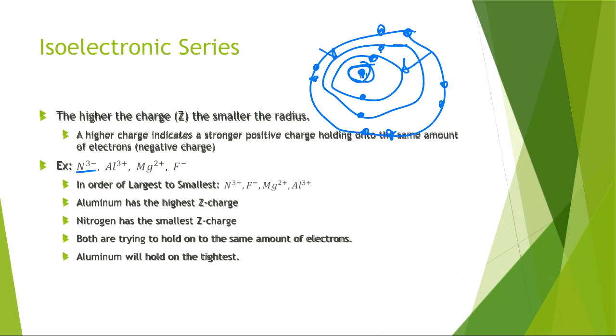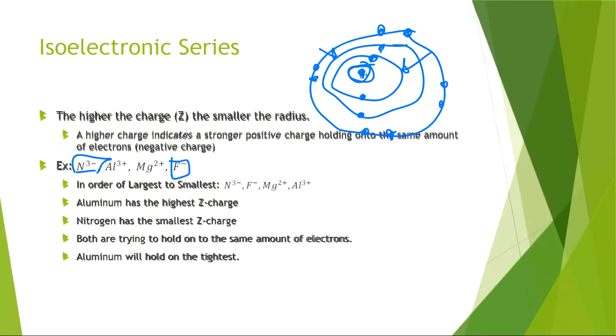So if you think about it, if you have like a really small magnet and a really big magnet, which one's going to attract more? The bigger one. That's the gist of it. And basically, in this analogy, your nitrogen's the smaller magnet, and your fluorine's the bigger magnet.